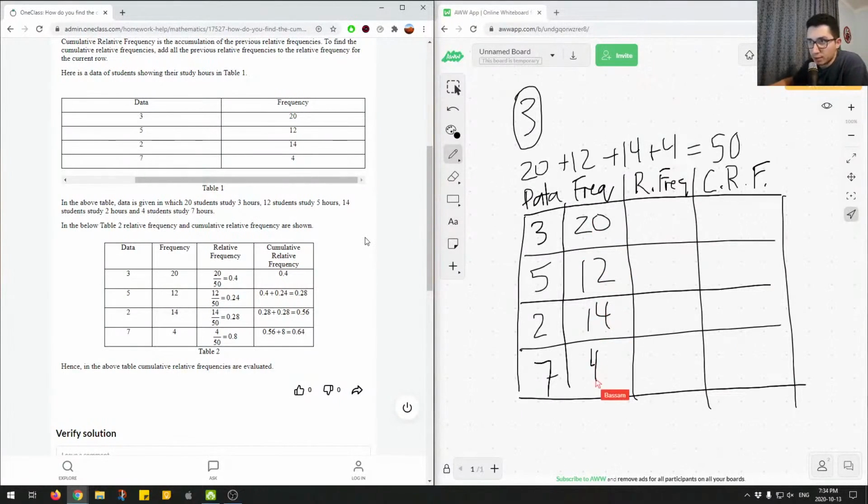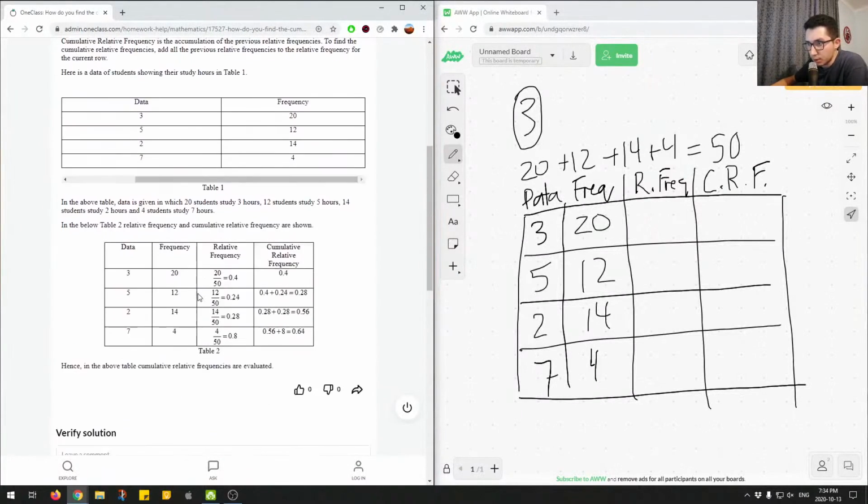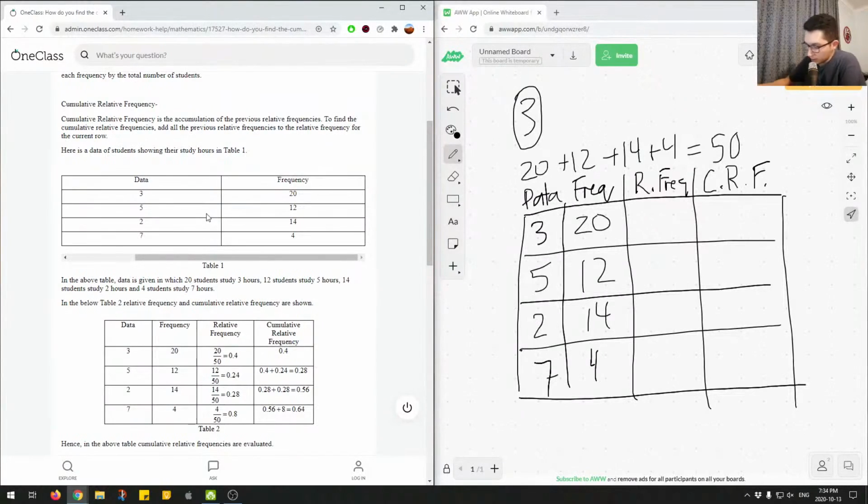If you were given this in a question, you would be given this information right here. You would need to go through how to calculate the relative frequency and the cumulative relative frequency, and you would have to figure that out. Let's go through the definitions again. Relative frequency is the fraction of times a frequency occurs. To find the relative frequency, divide each frequency by the total number of students. That's what we're going to do. We know the total is 50.